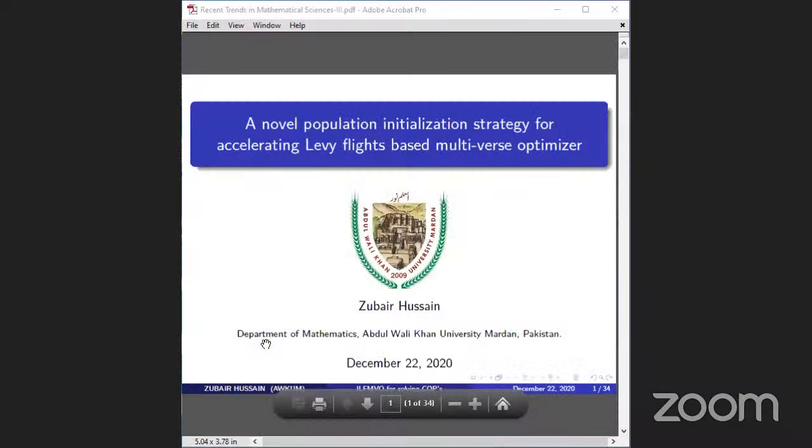The topic of his talk is a novel population initialization strategy for accelerating Levy flights based multiverse optimizer. Yes, sir.